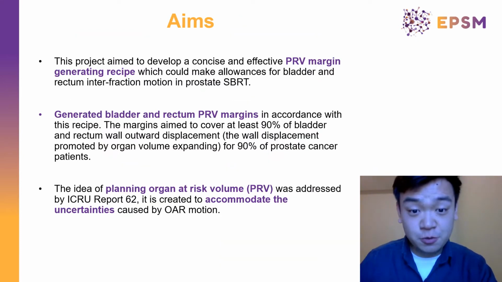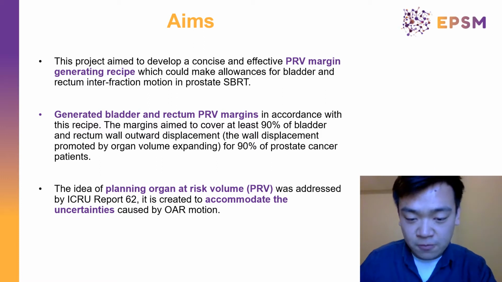So the aims of this research are very simple. Our first aim is to develop a concise and effective PRV margin generating recipe which could make allowances for bladder and rectum interfraction motion in prostate SBRT. Our second aim is generating bladder and rectum PRV margins in accordance with this recipe. The margins aim to cover at least 90% of bladder and rectum wall outward displacement, which is the wall displacement promoted by organ volume expanding, for 90% of prostate cancer patients.